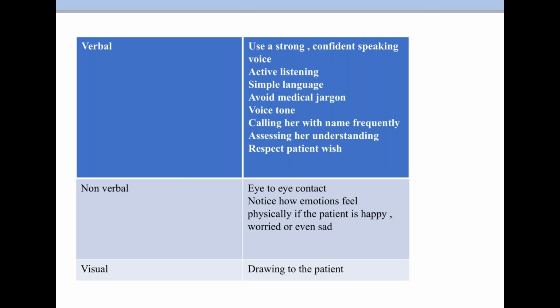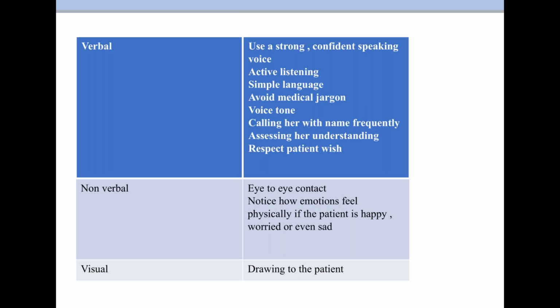Actually, communication has many types. The first is verbal communication, when we speak to the patient. We need you to be very confident in the exam, because if you are hesitant in speaking or not concentrating well on what you are talking about, that will not give a good impression on the examiner's side. Okay, you have to be fully confident and speak strongly in a confident voice.